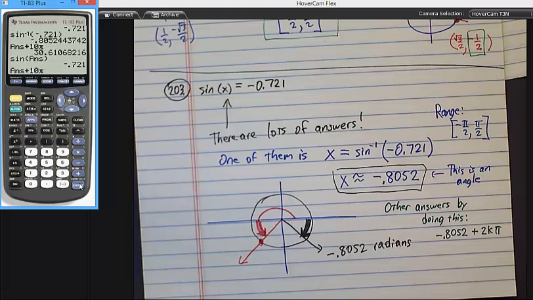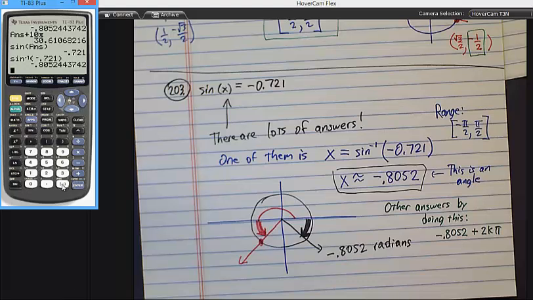Let me start off with the way we started before. There's my negative 0.8052. Are you with me? What do I have to add that to? I basically have to add it to pi. The only problem is I don't want that negative sign anymore because I want to add it. I don't want to subtract it.